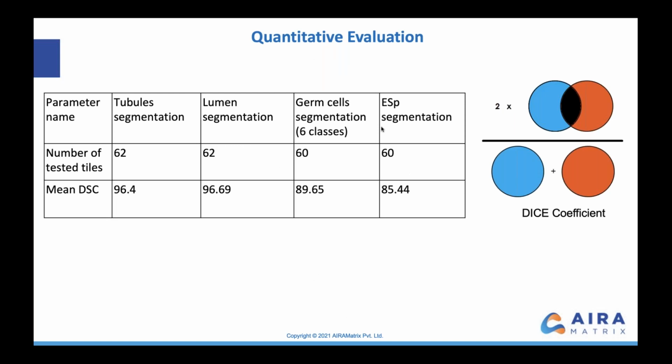The table here summarizes the DICE performance achieved using our algorithm pipeline. The DICE similarity coefficient, also known as the DICE coefficient, is a statistical tool which measures the similarity between two sets of data. Here, the two sets of data are the ground truth label marked by an expert pathologist and the predictions by the algorithm. As can be seen, the algorithm achieved significant overlap with the ground truth labels.